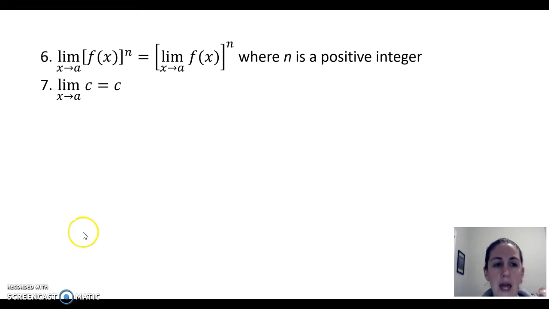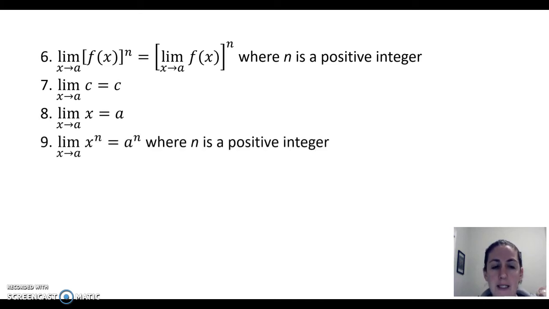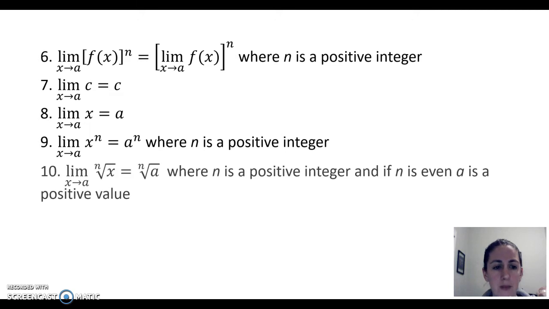If there's no x in there, if there's no variable, then the limit is just itself. The limit as x approaches a of x is a, so that one kind of gives you permission to essentially plug in x equals a. The limit as x approaches a of x to the n would be a to the n, kind of like that last one. This one essentially, again, gives you permission to plug in x equals a, but for this one, n needs to be a positive integer.